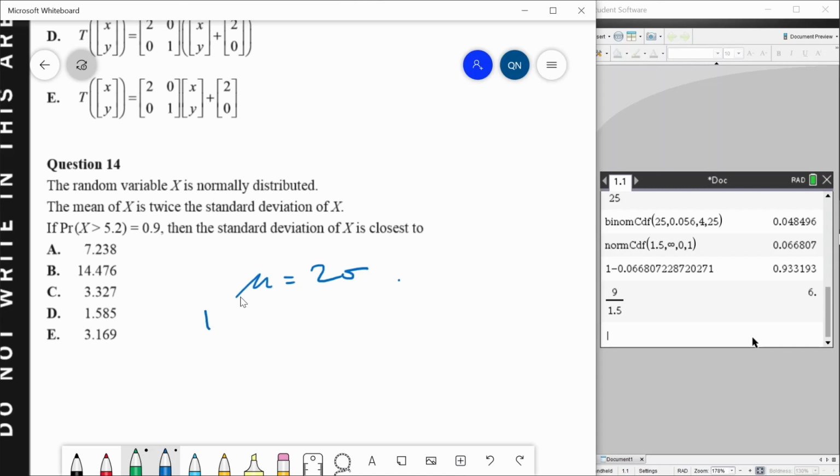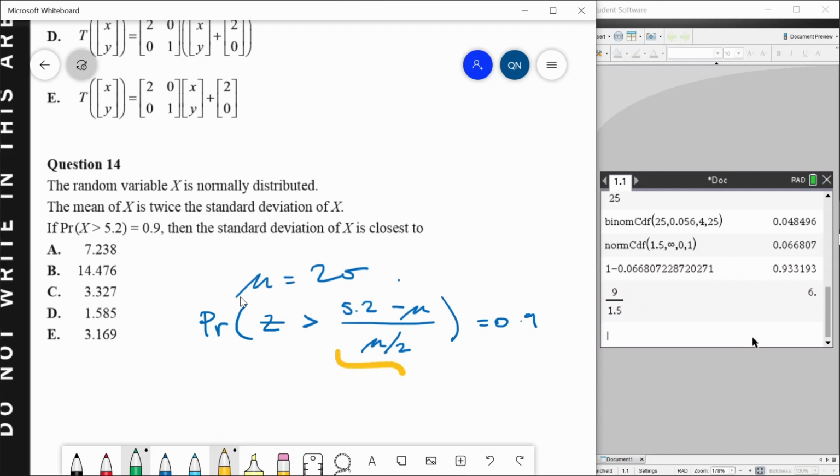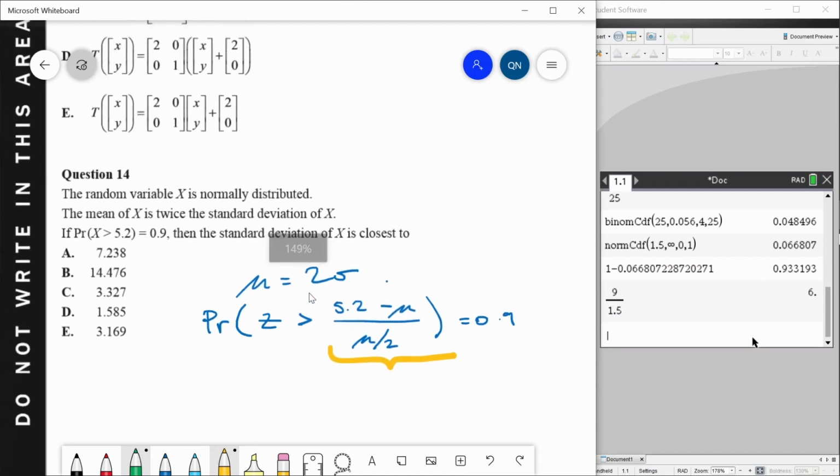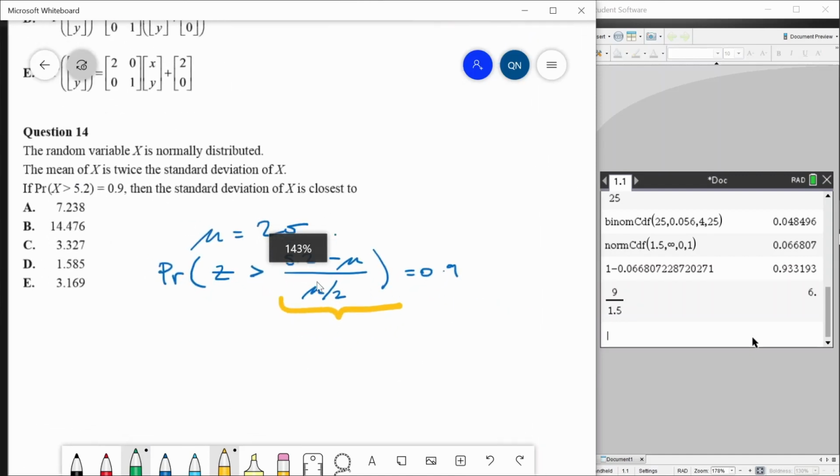So let's just start by standardizing because we don't even know what mu and sigma are. If we standardize this, P(Z is greater than (5.2 minus mu) divided by sigma), but sigma is exactly mu divided by 2, so might as well write it like that. And this is equal to 0.9. Using the inverse normal, we should be able to figure out what this is equal to, and from there we just solve for mu.